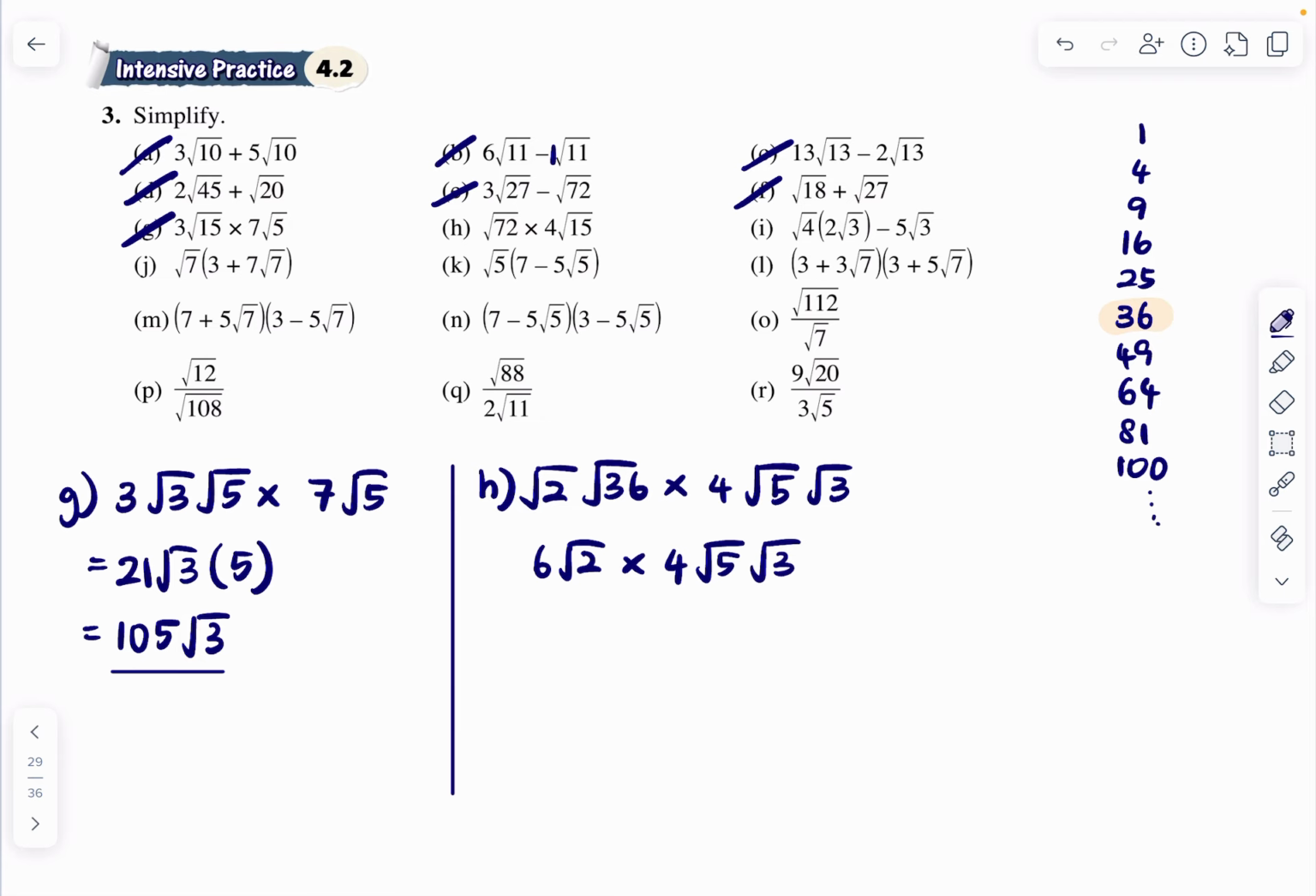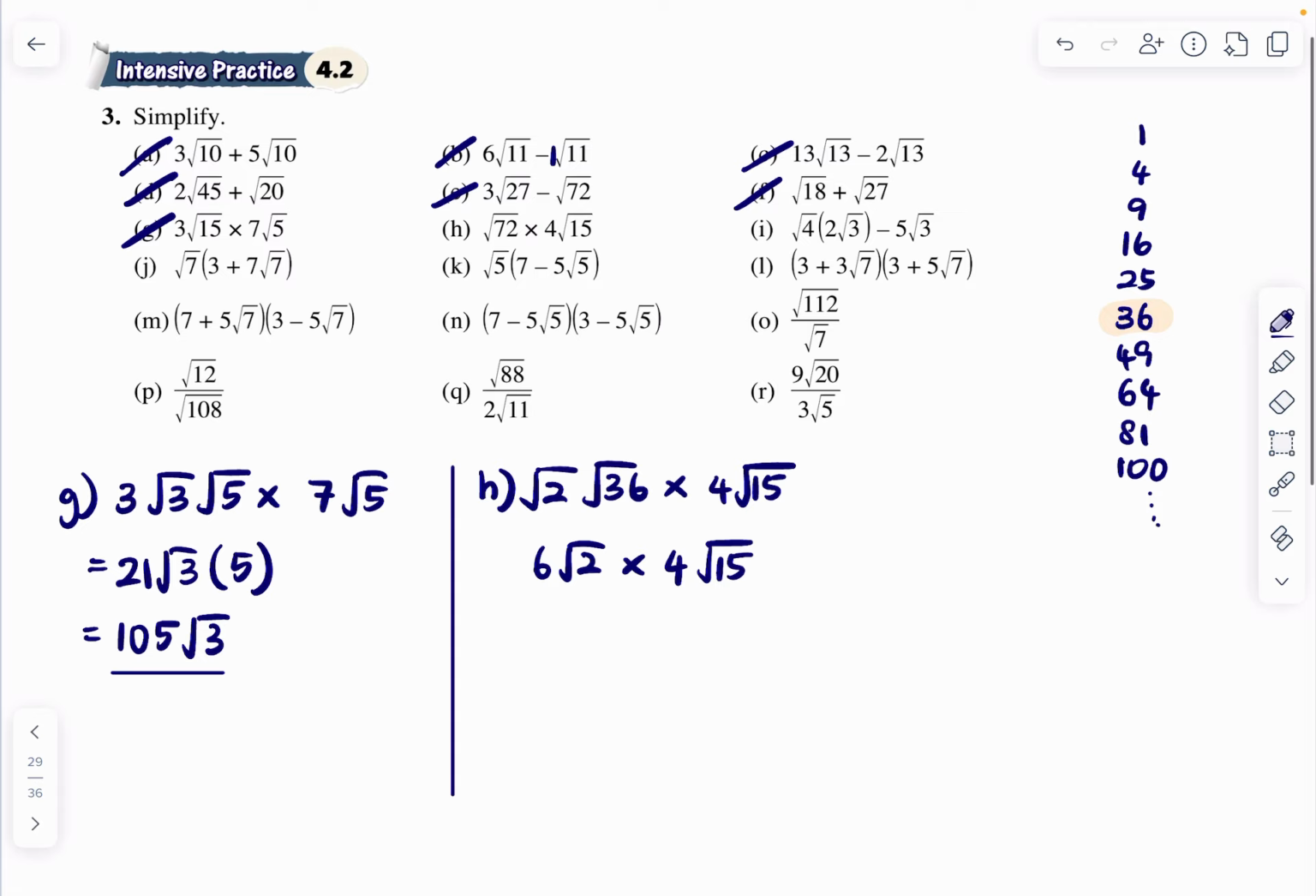Actually, can't do much here. Okay, I think we don't have to do this lah. Let's just leave it as surd 15. There's no similarities. Right, so 6 times 4 is 24. 2 times 15 is 30. So we can bring this in one surd. So 24 surd 30. We can't simplify this further lah. That's it.